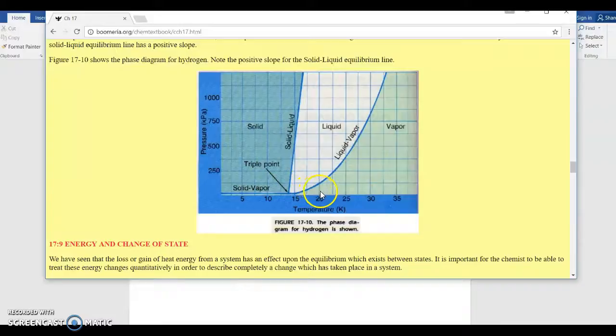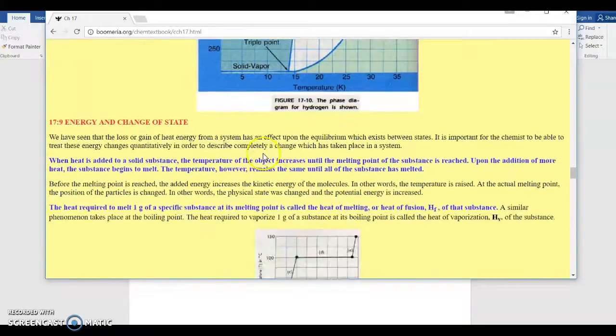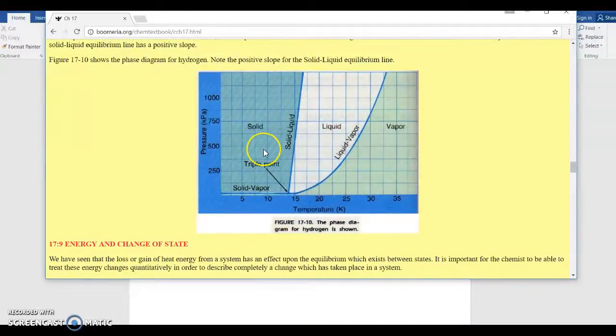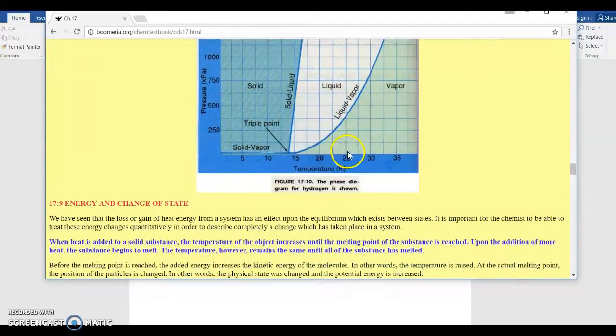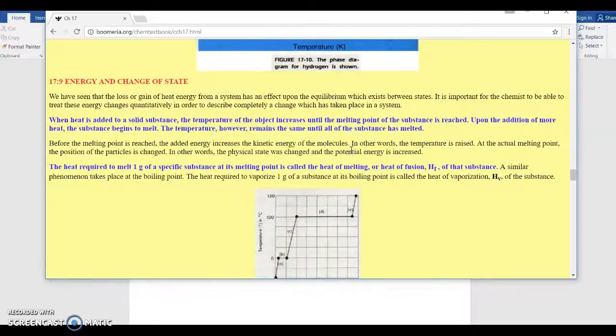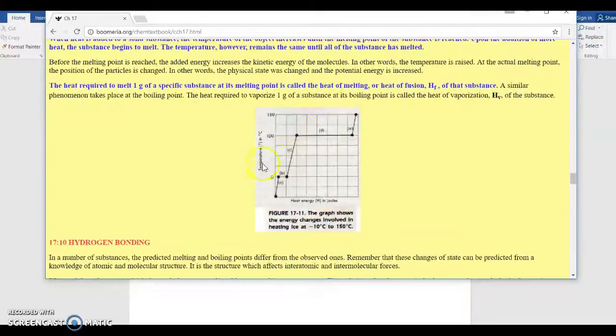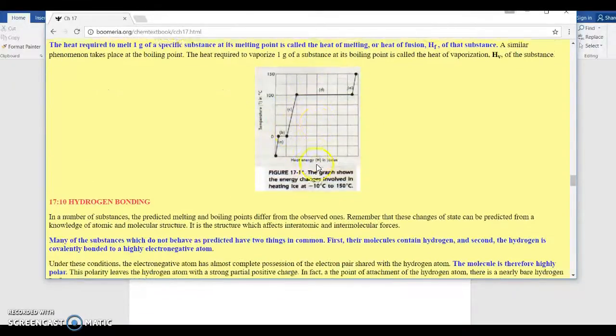Now this one here, I believe, is hydrogen, so it's very, very cold, and it has to be very, very small pressure in order to be a vapor. So that's really important that you understand what these phase diagrams mean, and just like I said, where the pressure and the temperature fall in with the phase itself. Let me see the energy and the change of state. These are these graphs here. We went over it. We talked about this.